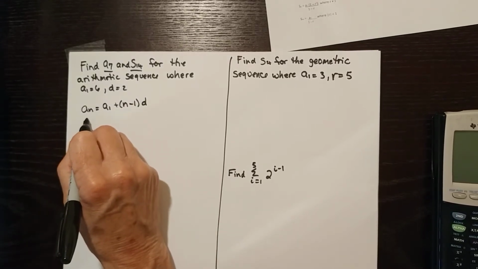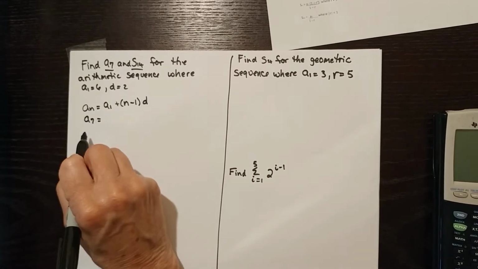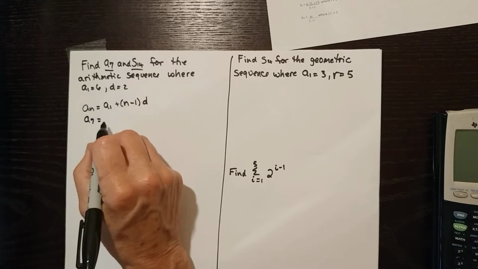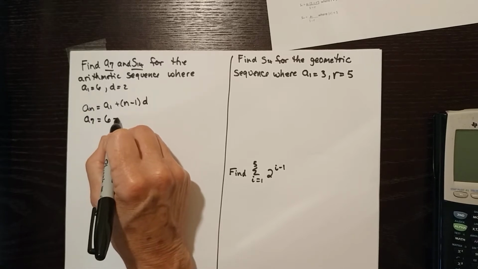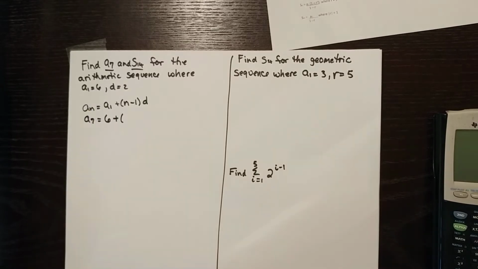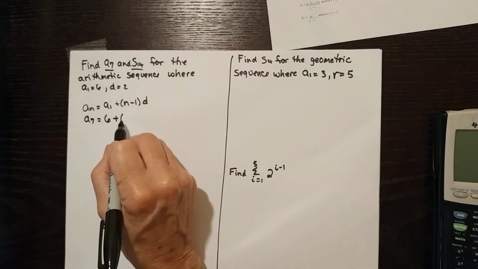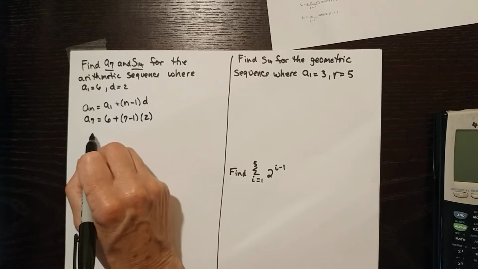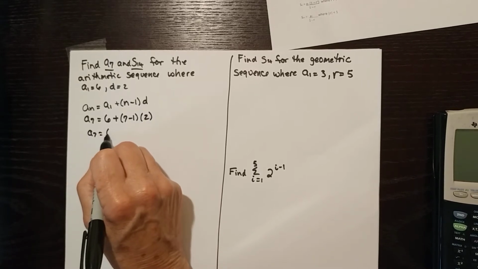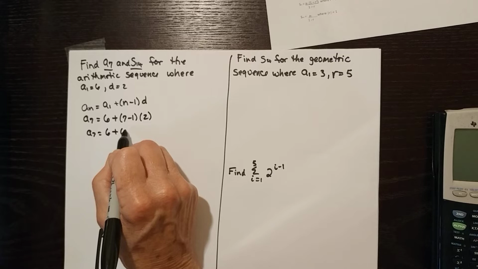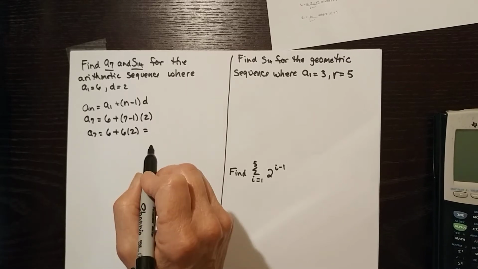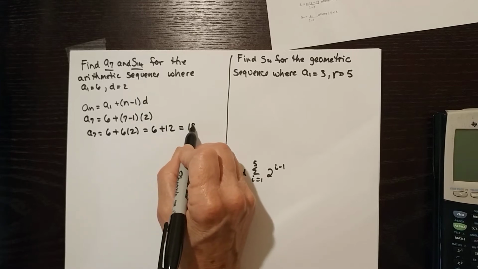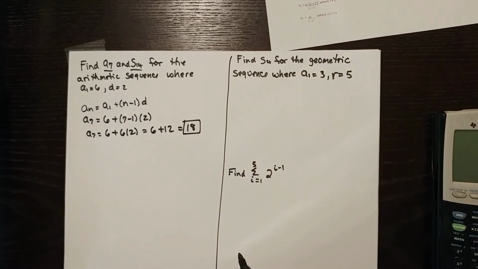So I'm interested in finding a sub 7. So that means n is 7. So this is equal to a sub 1, which they told me was 6, so I just write down 6, plus n minus 1. So 7 is n, 7 minus 1, times d, which is the common difference, 2. So a sub 7 is 6 plus 7 minus 1, which is 6, times 2. This is going to be 6 plus 12, or 18. So a sub 7 is 18.